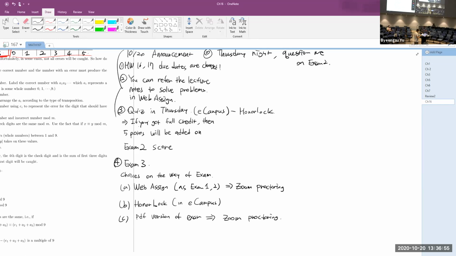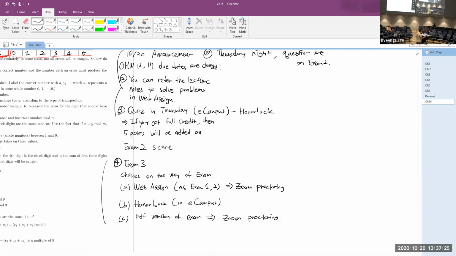Good. And as I said in number 3, the reason why we need Honorlock on the quiz is that I just want to adopt it for exam 3. From exam 2, I received some feedback from students that some are comfortable with just using paper or PDF, and some are not comfortable with just writing down on the web assignment. So I understand, that is reasonable.